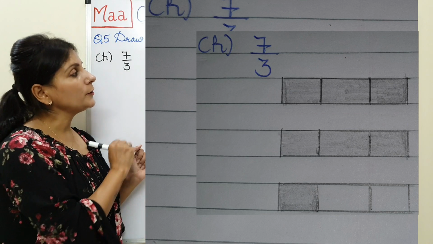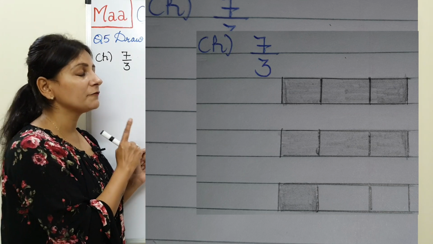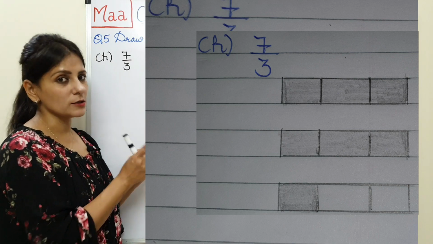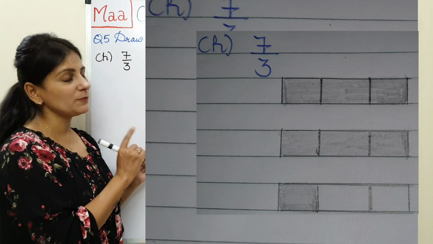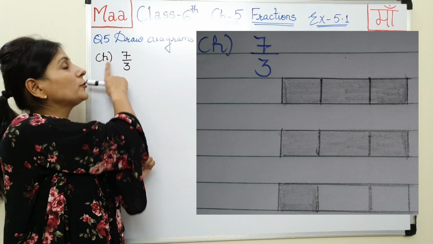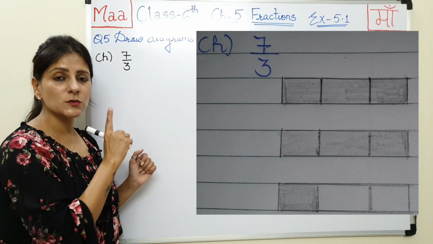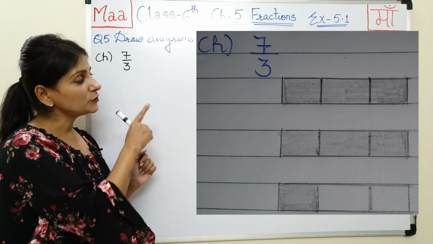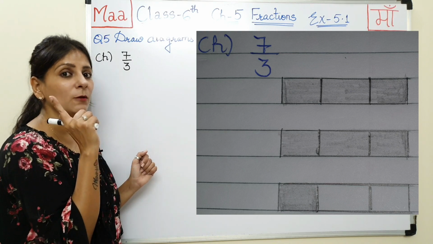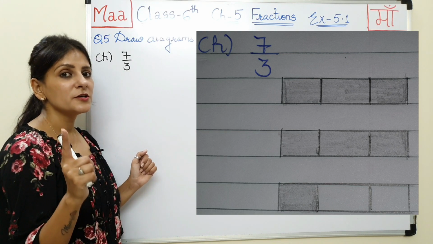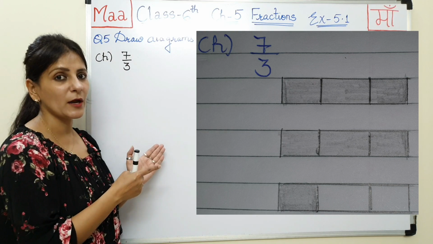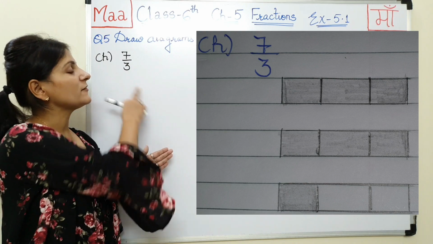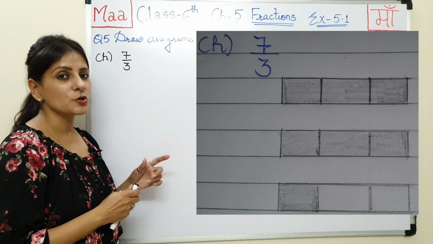So see, for doing shading, I have shaded first rectangle completely all 3 parts, second rectangle also completely all 3 parts. So 3 plus 3 is 6. And I have to do shading in 7 parts. So 6 में तो shading हो चुकी है, कितने remaining रहे? 1. So third rectangle में आप देख सकते हो कि मैंने 1 part के अंदर ही सिर्फ shading करी है because 6 parts में मैं already shading कर चुकी थी. So इस तरीके से हम 7/3 को diagrammatically show कर सकते हैं.